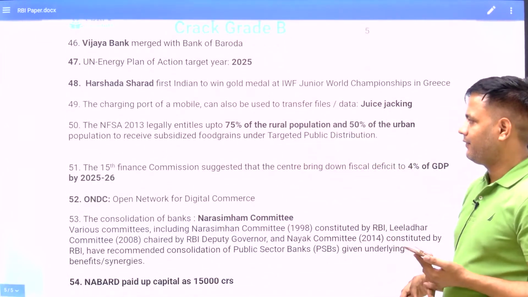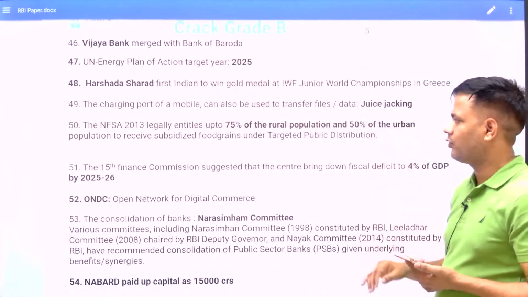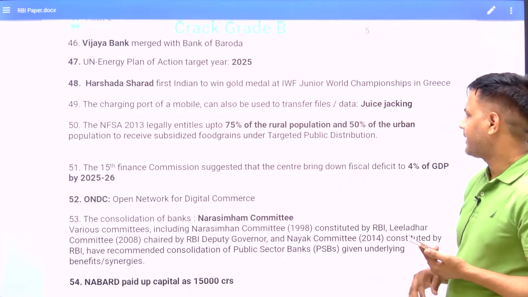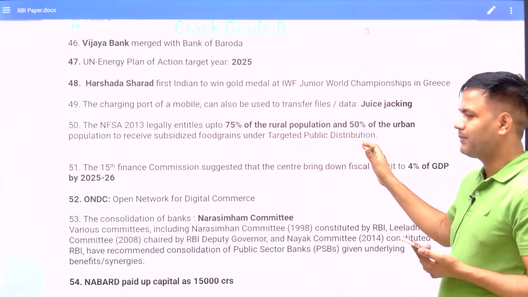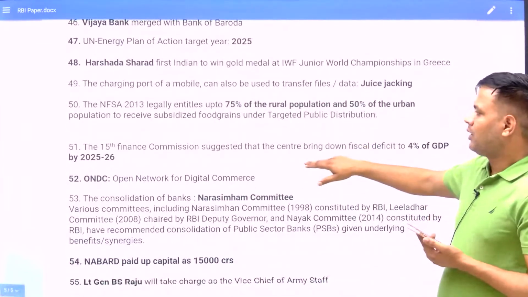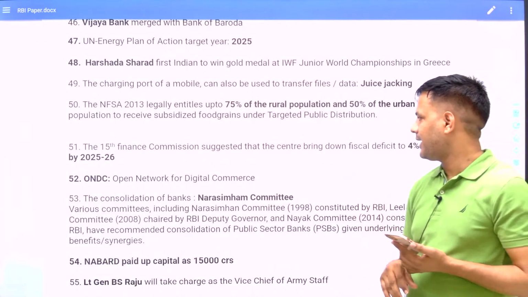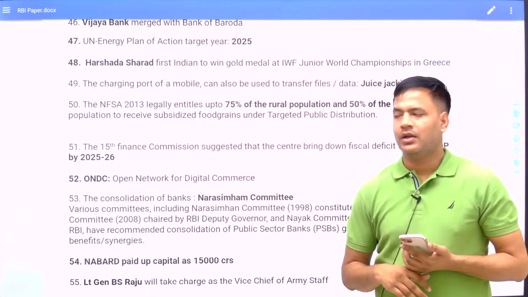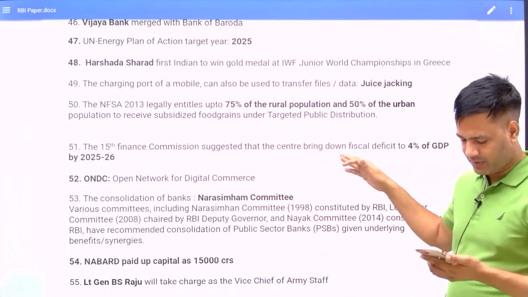As per NFSA, what percent of rural population and what percent of urban population receive subsidized food grains under targeted public distribution system? 75% and 50%. The 15th Finance Commission suggested that the center bring down fiscal deficit to 4% of GDP by 25-26. 15th Finance Commission.